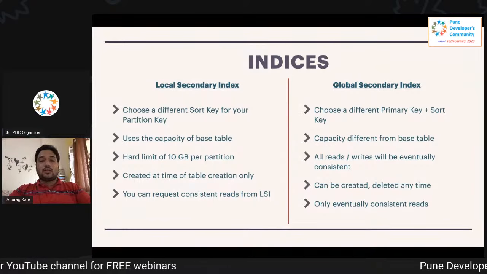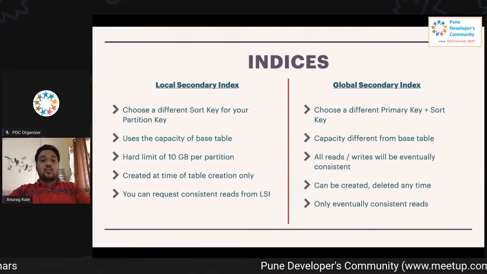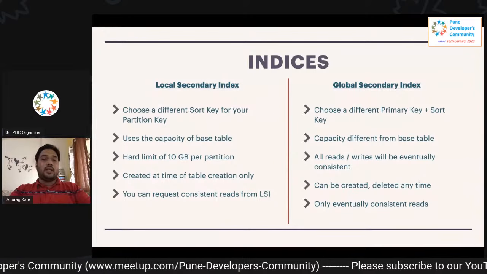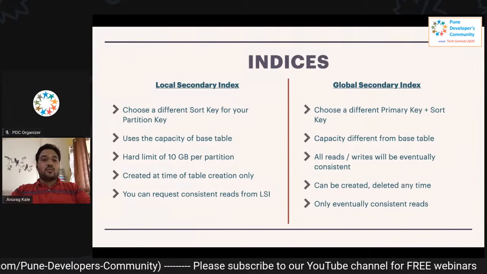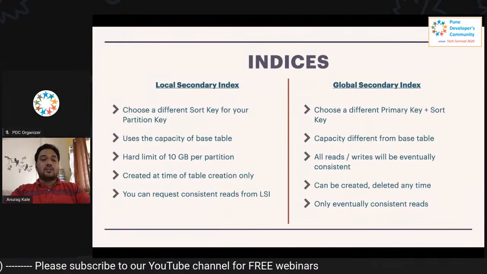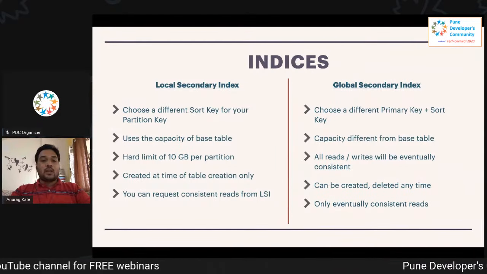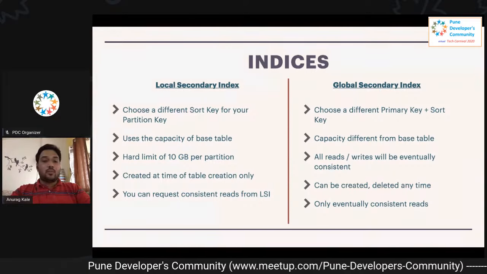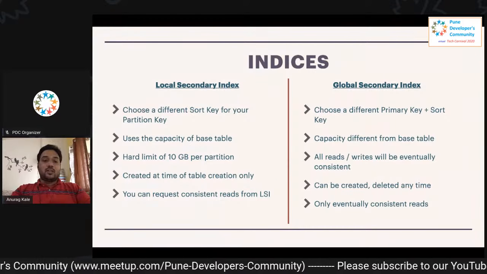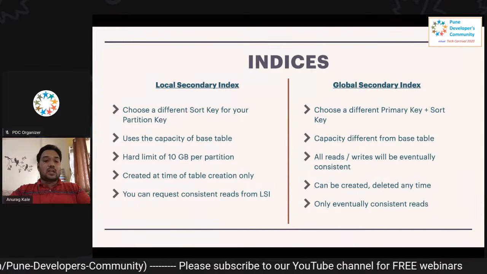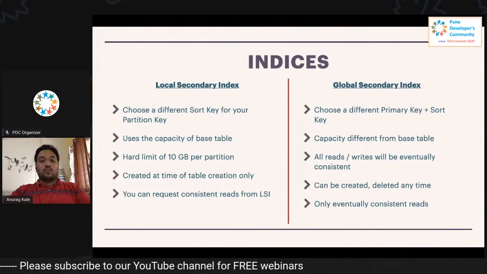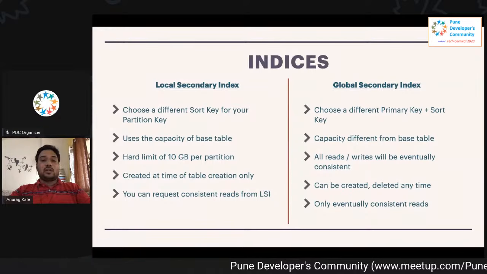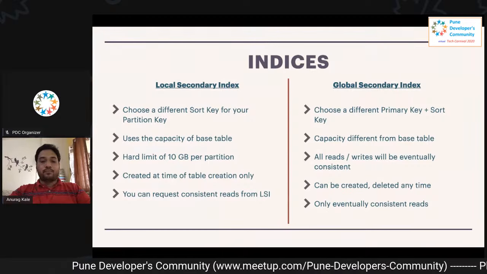Now there are some limitations for local secondary indexes. It uses the capacity of the base table. So when you define that you need 80 RCUs and 20 WCUs, any query made to the local secondary index is consuming out of that particular capacity. Also, there is a hard limit that your local secondary index cannot span more than 10 GB per partition. The other limitation is that you need to create the local secondary index only at the time of table creation. You cannot go after 6 months of having your table and say that you want a local secondary index. That is not possible at this time.